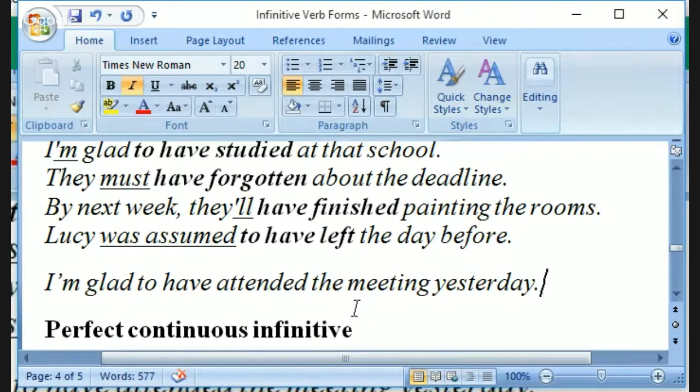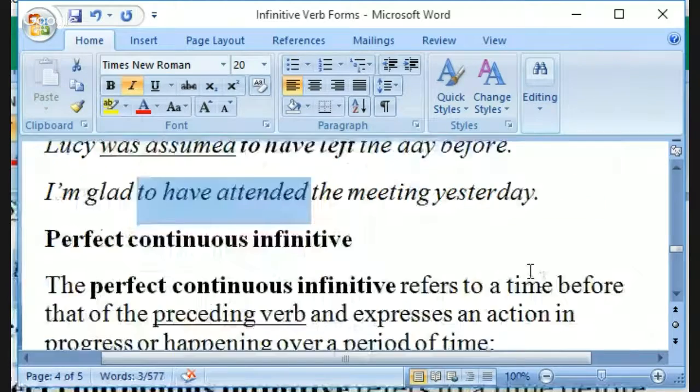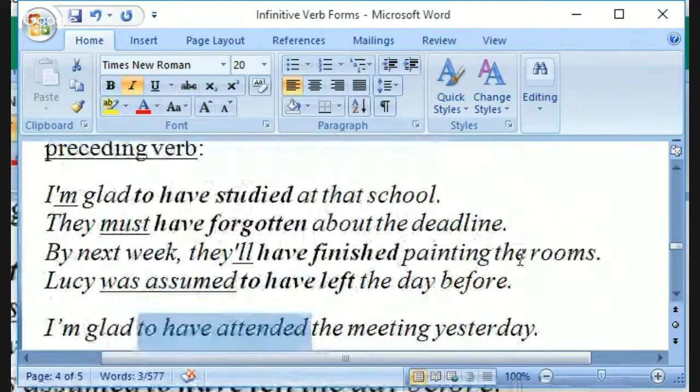You know, I'm glad I attended the meeting yesterday says the same thing. I guess in your example you're using the perfect infinitive because you're stressing that somehow attending this meeting, in context, is having an effect on now. It's important to the present, even though obviously it happened in the past.